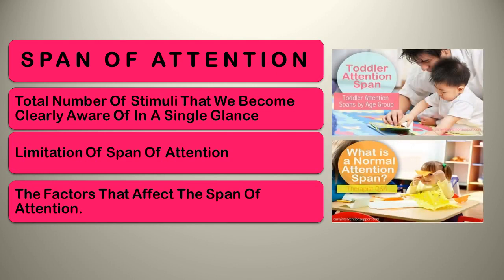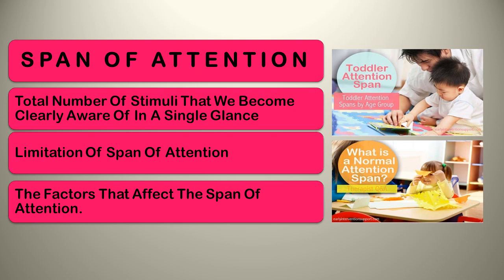Span of attention. The term span of attention refers to the number of objects which can be grasped on one presentation. William Hamilton in 1959 was the first to carry out experiments in this field. Span of attention is the amount of time spent concentrating on the task before becoming distracted.